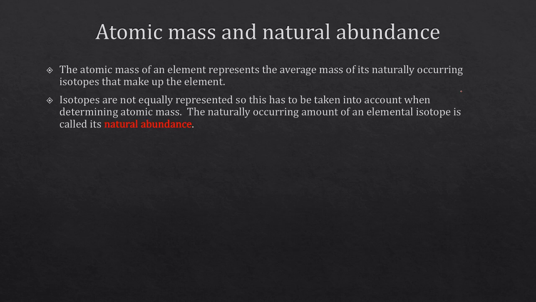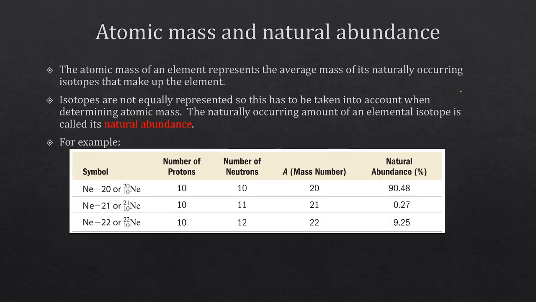This is important to remember: isotopes are not equally represented, so it has to be taken into account in the calculation. We can't just average the mass of each one, but we have to account for how much of a natural sample will be each isotope. This naturally occurring amount of an elemental isotope is also called its natural abundance.